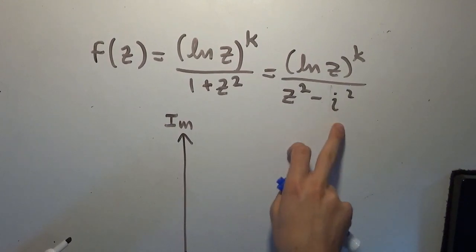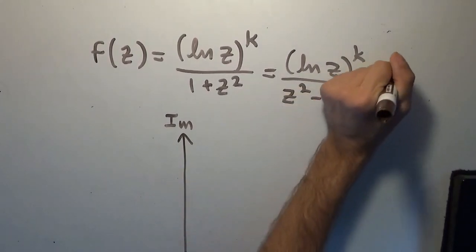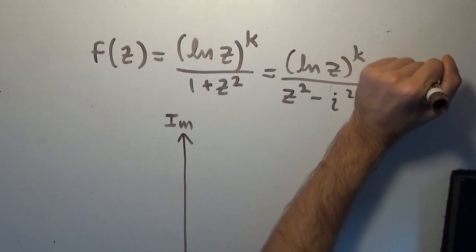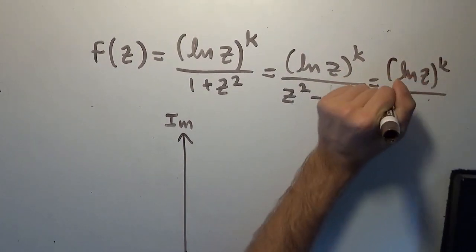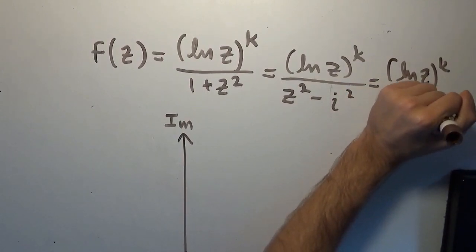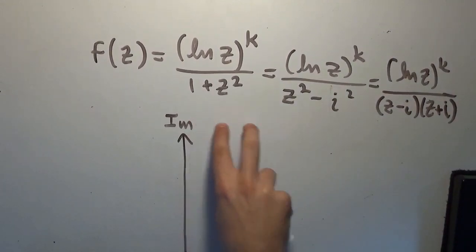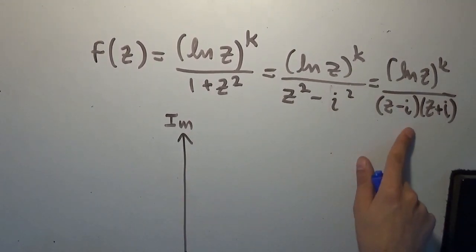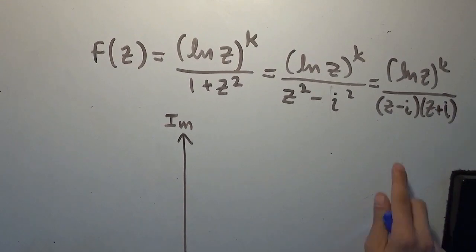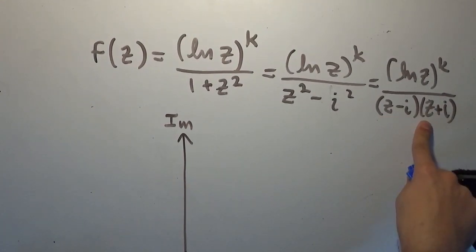But because this is now a difference of squares and is perfectly well defined in the complex numbers, this is equal to the natural logarithm of z to the power of k over z minus I times z plus I. Right? And that's actually how you factor a sum of squares. You have to go into the complex numbers, and that's how you do that. So now we can clearly see that the denominator is going to be equal to 0 when z is equal to I, and when z is equal to -I.